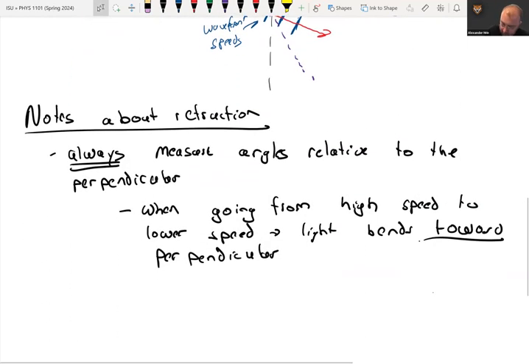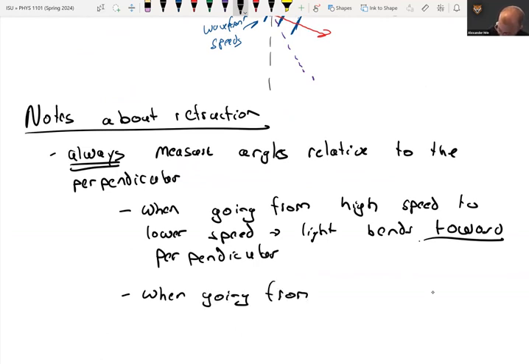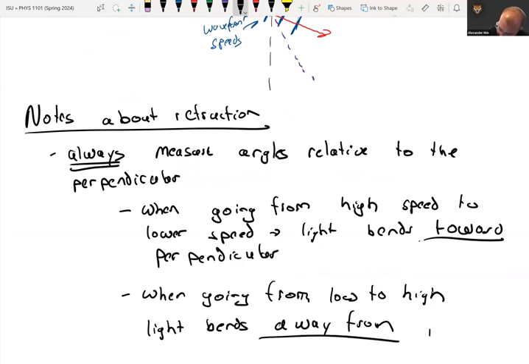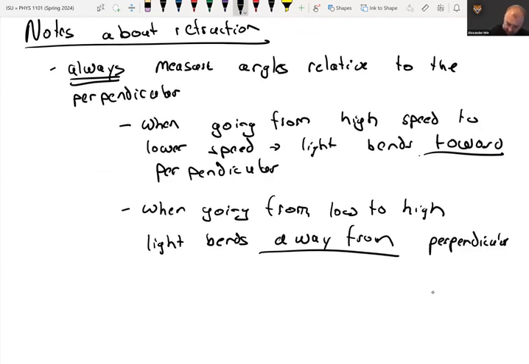So when going from low to high, light bends away from the perpendicular.